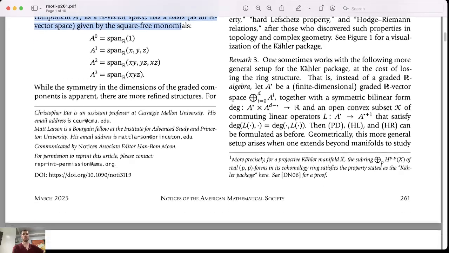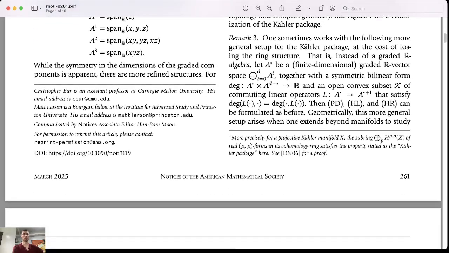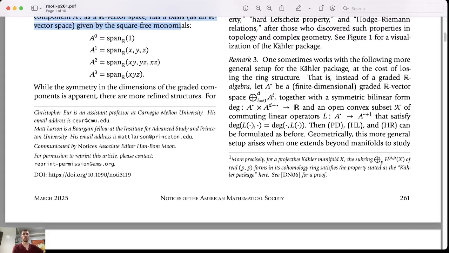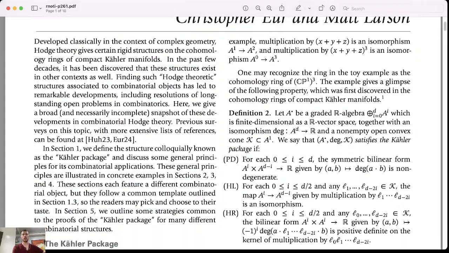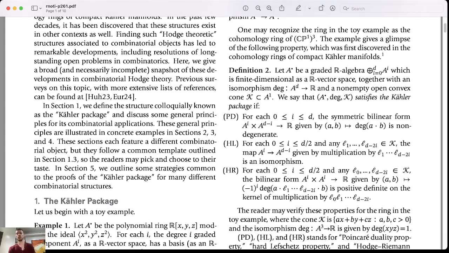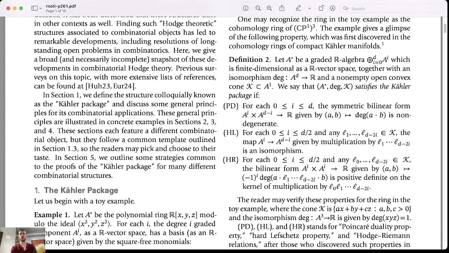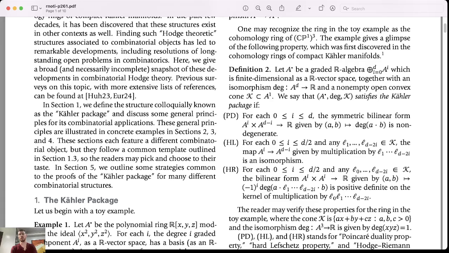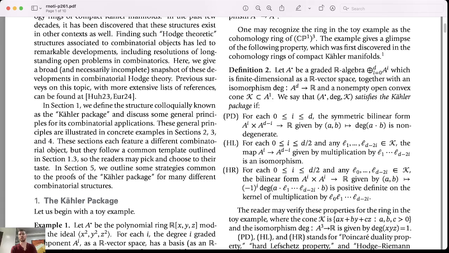While the symmetry in the dimensions of the graded components is apparent, there are more refined structures. For example, multiplication by x plus y plus z is an isomorphism from A1 to A2, and multiplication by the cube of x plus y plus z is an isomorphism from A0 to A3. One may recognize the ring in the toy example as the cohomology ring of the cube of CP1. I suppose that's the complex projective line or something? I'm not sure what CP1 is.